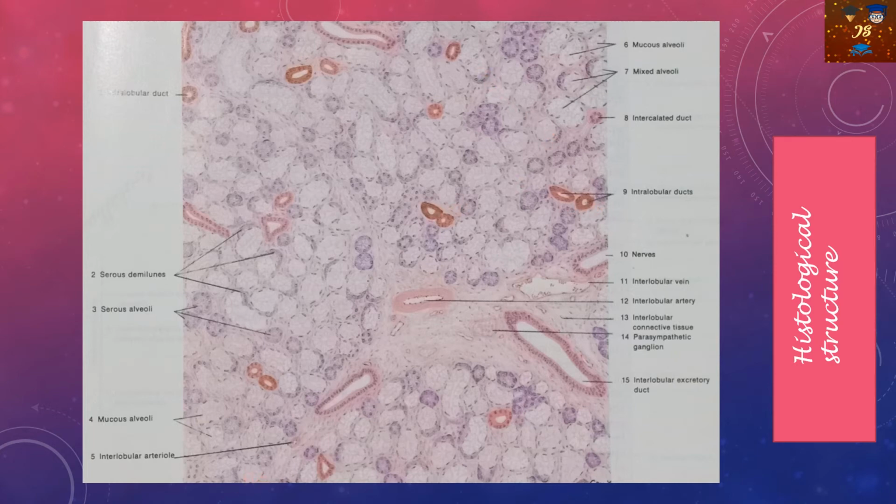So if you can identify the mucus alveoli, the comparison of the amount of mucus and serous alveoli, that is more mucus than serous, and the interlobular ducts, be sure that you are identifying the histological structure of the sublingual salivary gland. Now what you have to label: definitely mucus alveoli, some are mixed here also, interlobular ducts, then serous alveoli, then mucus alveoli. That much will be enough.